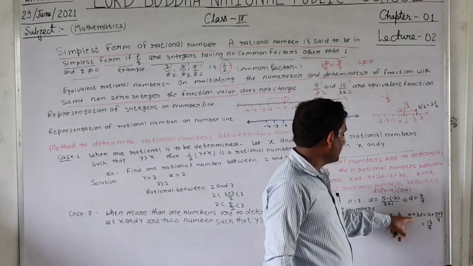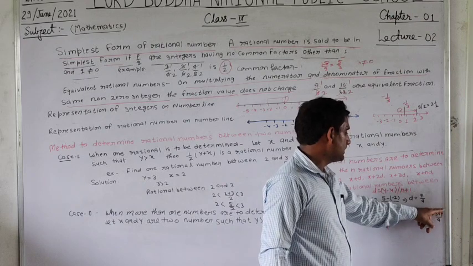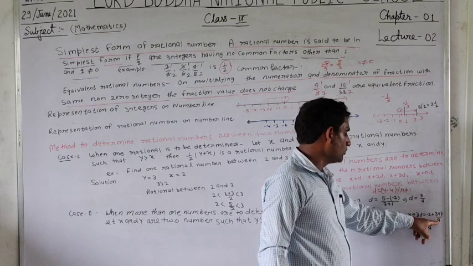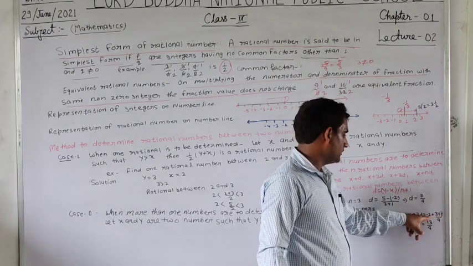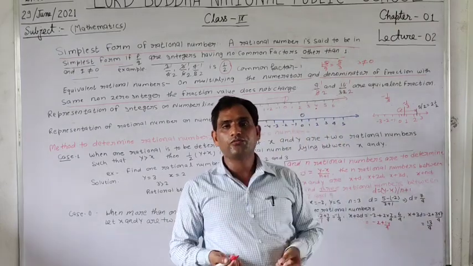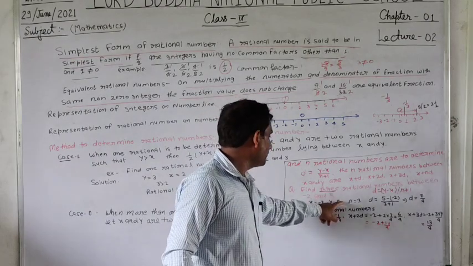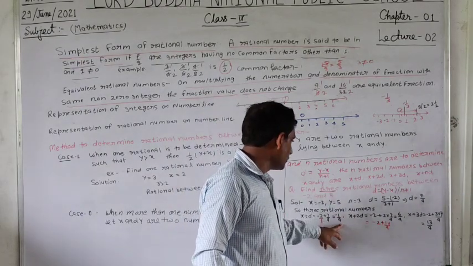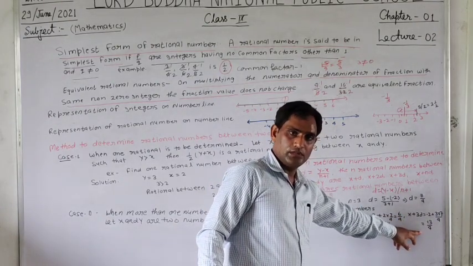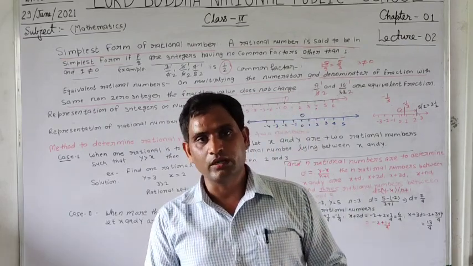Next, the third rational number x plus 3d equal to -2 plus 3 into 7 by 4. 3 sevens are 21 upon 4. Four twos are 8. Minus 8 plus 21 upon 4. 21 minus 8 means 13, giving 13 upon 4. In this way, we find three rational numbers between -2 and 5. Clear? In the next lecture, we will start exercise 1.1. Thank you.